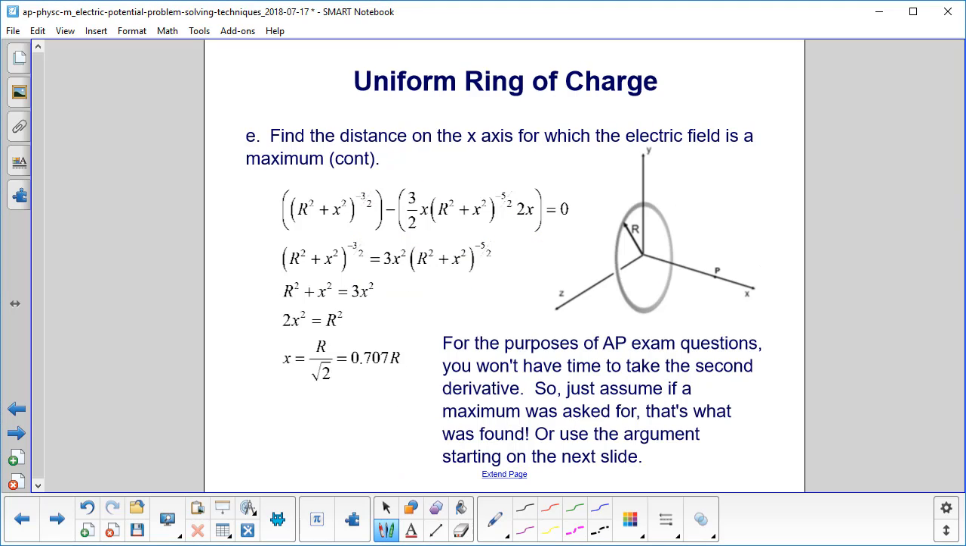Find the distance on the x-axis for which the electric field is a maximum. We start with the equation from the last slide, and then we just do a bit of algebra. This 2 cancels out this 2, and then we move this entire expression over to the right side. Then we divide through, and we get r squared plus x squared equals 3x squared. And finally, we get x is equal to 0.707 times r, the radius of the loop.